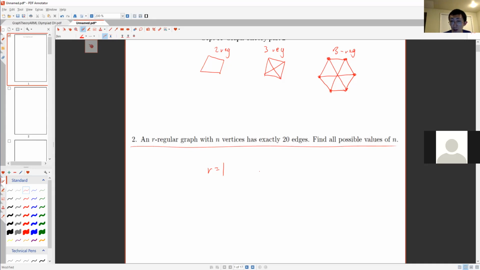Yeah, so Alan said 20 pairs. Yeah, exactly. So you have 40 vertices and you just pair them up. We'll just pretend there's 20 of these. And this would be a 1 regular graph, and there would be 40 vertices. And then, what are the other possible values of R or N?